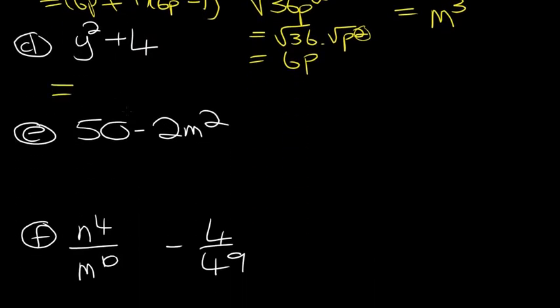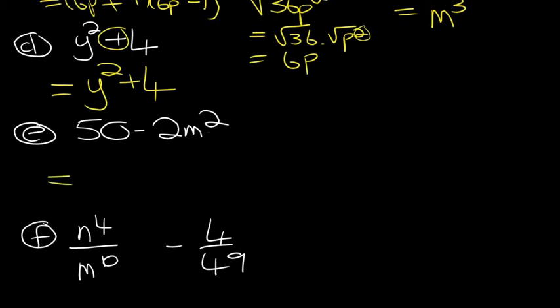Here we have y squared plus 4. Here we don't have the difference between squares because there's a plus. So here you can't factorize this, and this is definitely something you will be asked later on. And please remember, you can't factorize this algebraic expression.